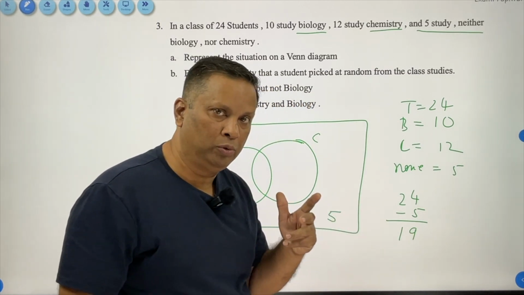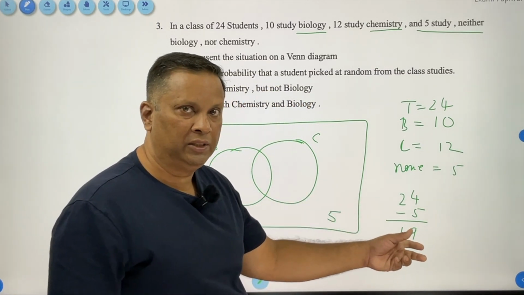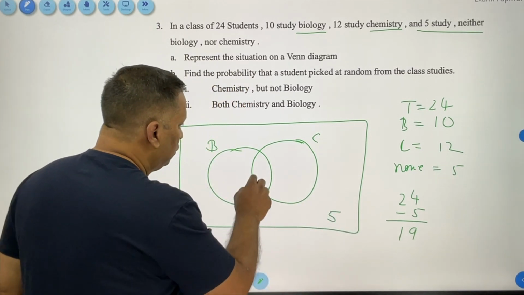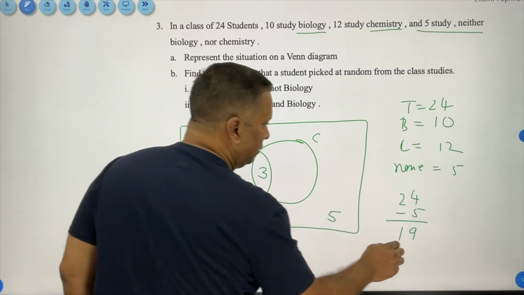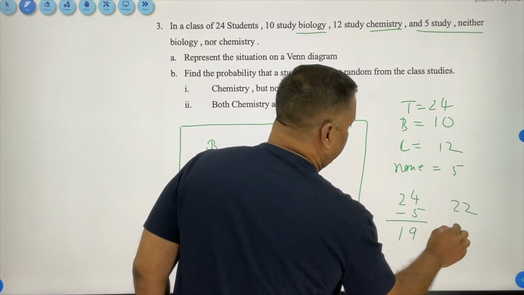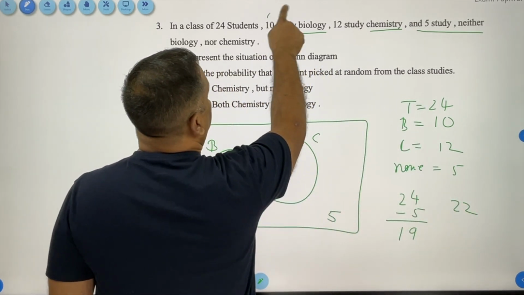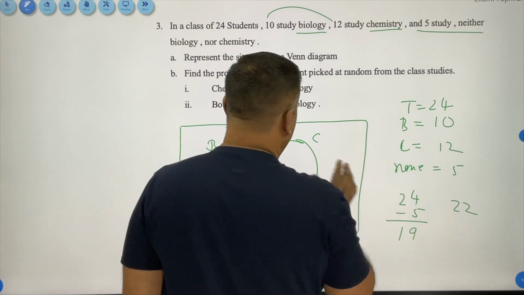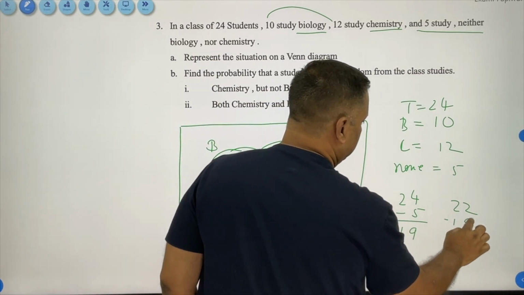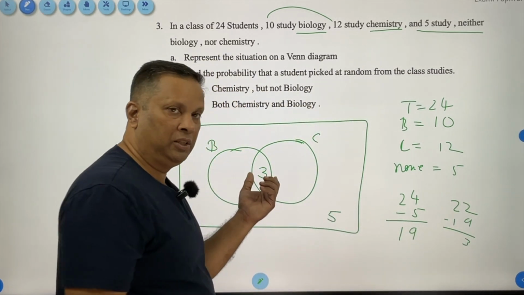That means there are some students who are studying both. 22 minus 19 is 3. So 3 students are there. Because I have 22, 10 plus 12 is 22, minus 19 is 3. That means 3 students are studying both.